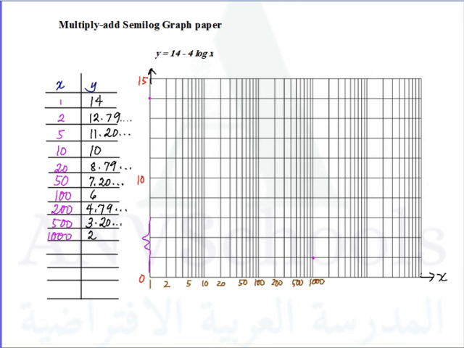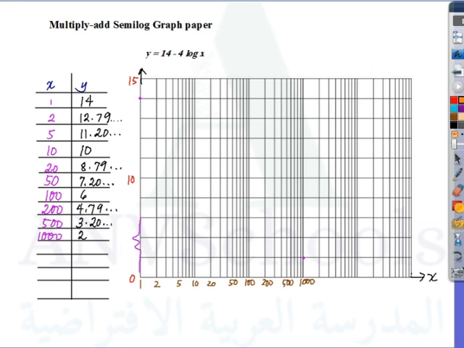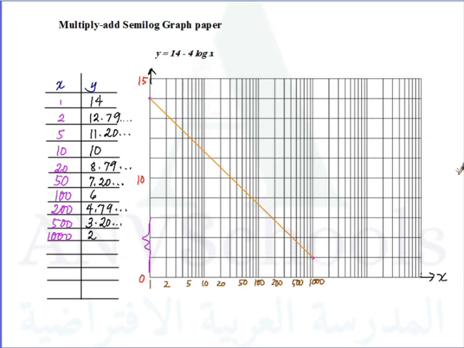And then connecting the 2 points together, well, that's the technique that you could use when graphing to avoid inaccuracy with the other points. Okay, and it should be a straight line. So this is the graph for our function y equals 14 minus 4 log x using a multiply-add semilog paper. Okay, if it's 500, it's here. It's 200, it's here. 100, it's here. 50, it's here. 20, it's here. 10 would be here. 5 would be here. 2 would be here. So note that it's a straight line for a multiply-add semilog paper. Okay?